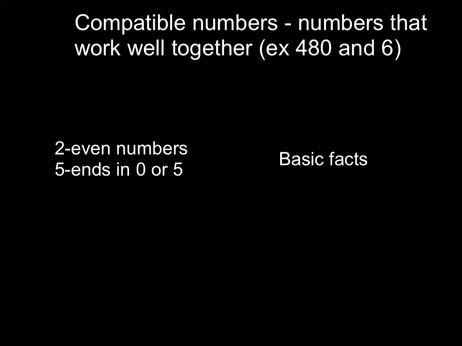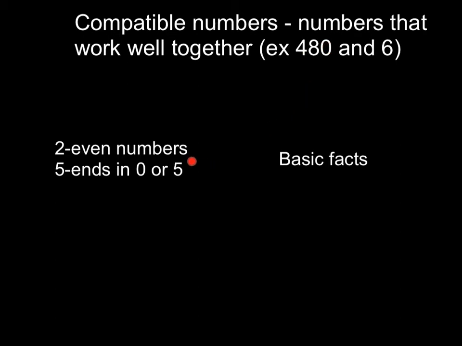When we were estimating with other numbers, we were trying to get it to the nearest 5 or the nearest 10. With division, we're going to work with what are called compatible numbers, and those are numbers that just work well together. For example, 480 and 6 will work really well together. Why? Because 6 goes into 48 and then there's just a 0 after it.